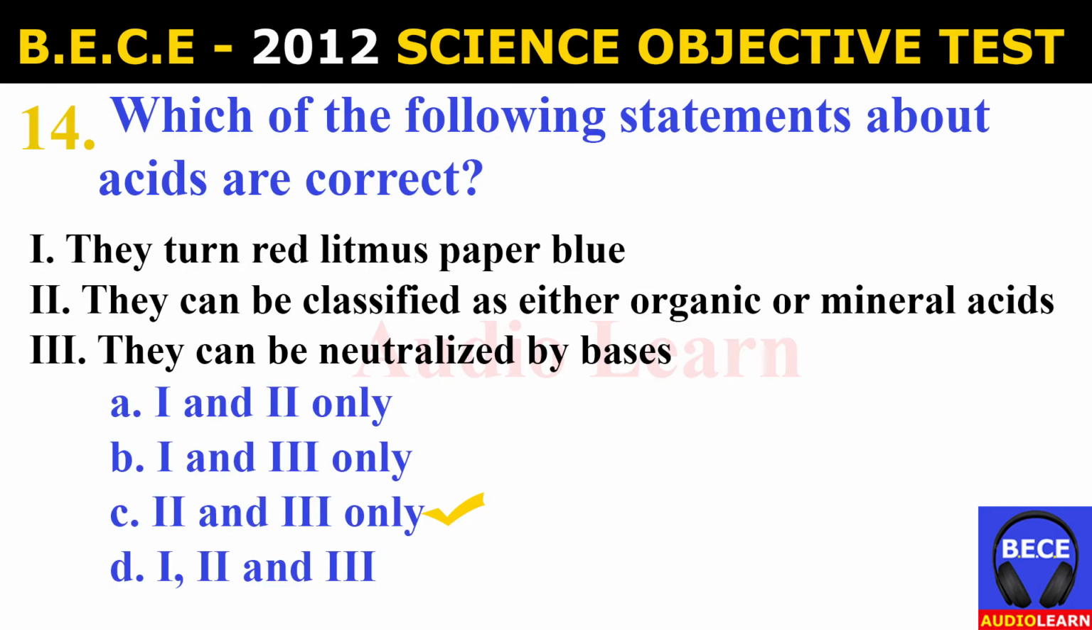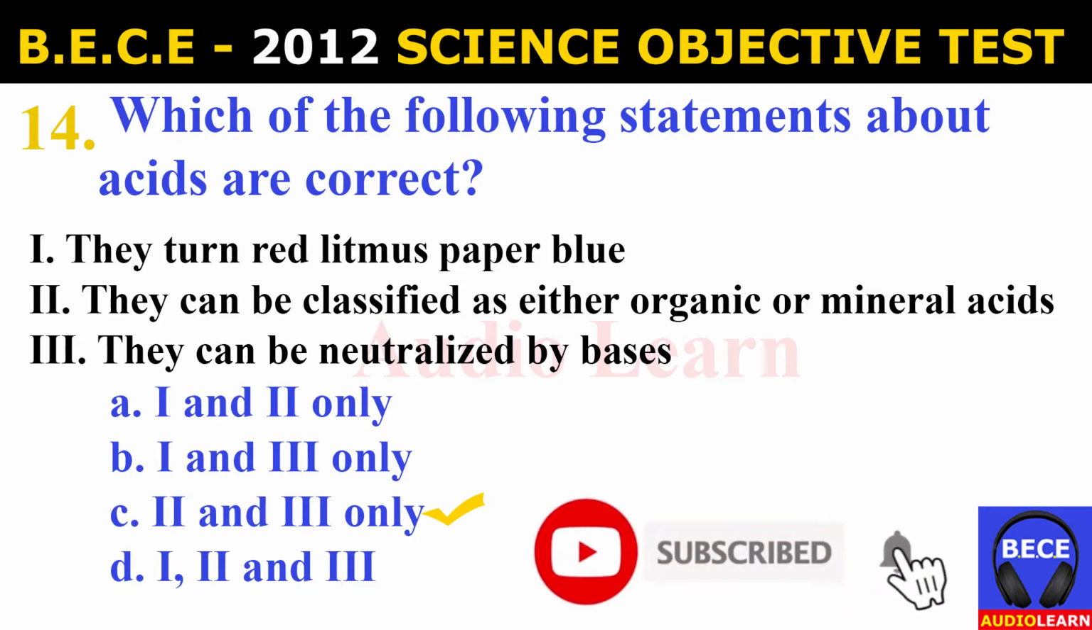Number 14. Which of the following statements about acids are correct? I. They turn red litmus paper blue. II. They can be classified as either organic or mineral acids. III. They can be neutralized by bases. And the possible answers are A, I and II only.